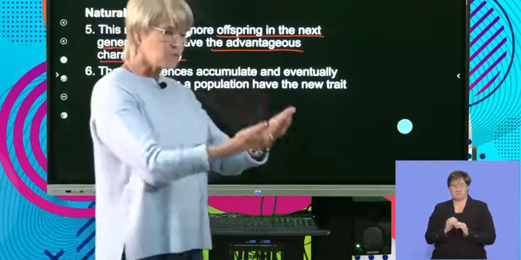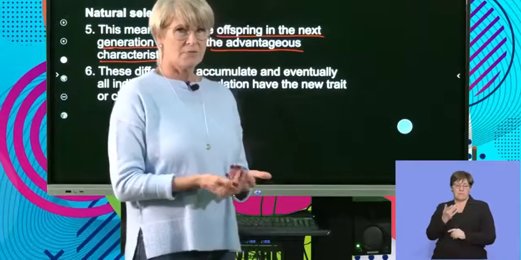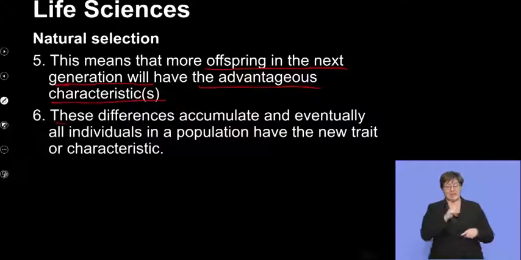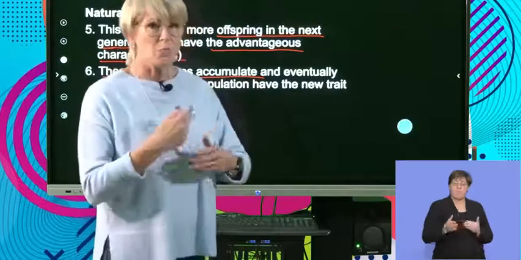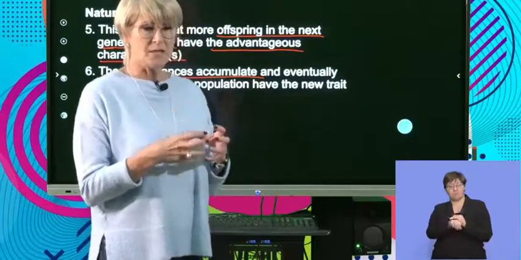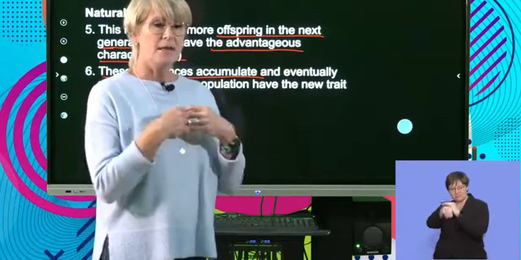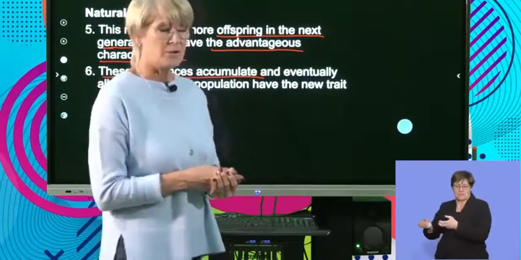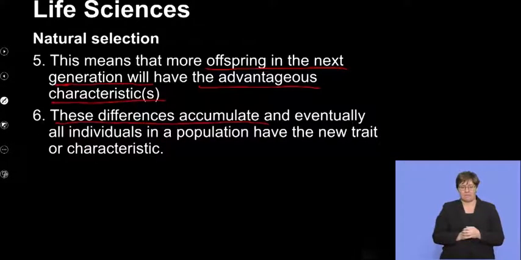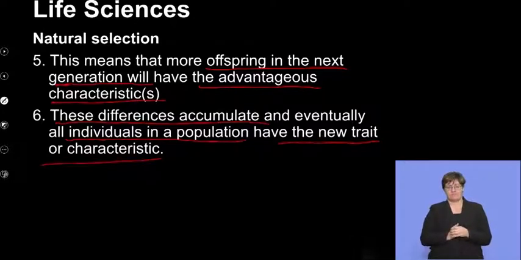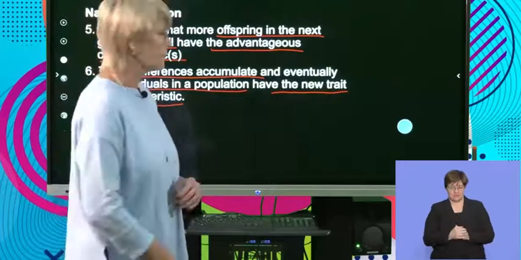So now the next generation inherits those favorable characteristics from the parents, and these differences accumulate. As each generation goes on, there are more and more offspring in a population with that specific characteristic that are able to survive, and they reproduce and pass on that characteristic. So eventually all the individuals in a population will have the new characteristic or trait. And that is how natural selection takes place.